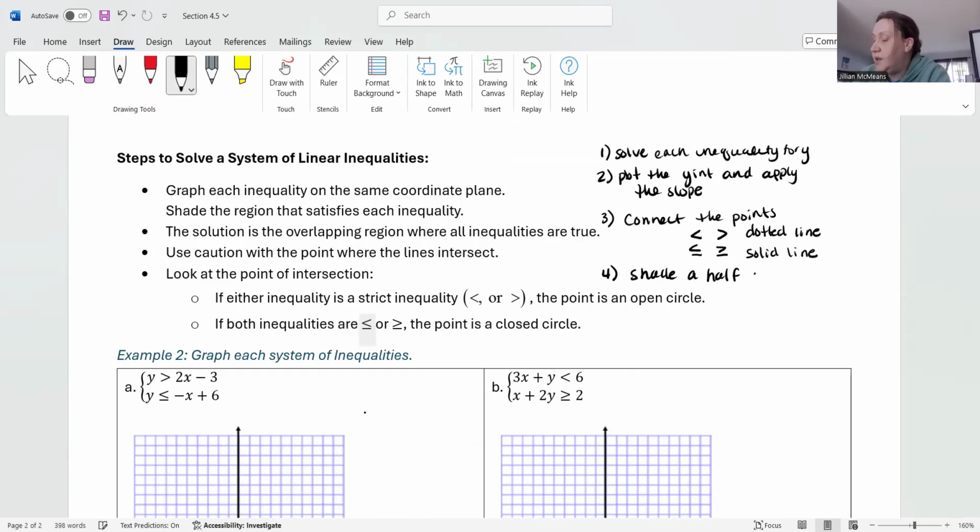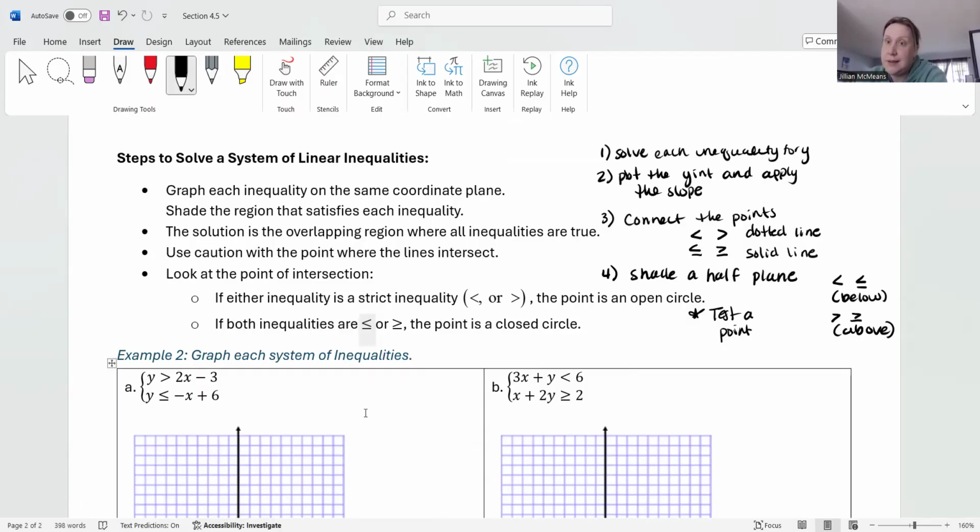There are a couple of ways that we can figure out which way to shade. If you have already solved for y, the less than inequalities would tell us to shade below, and the greater than inequalities would tell us to shade above. However, you always want to test a point. So we test a point, okay, and that tells us how to graph just a single linear inequality in two variables. And we're going to do this twice on the same Cartesian plane.